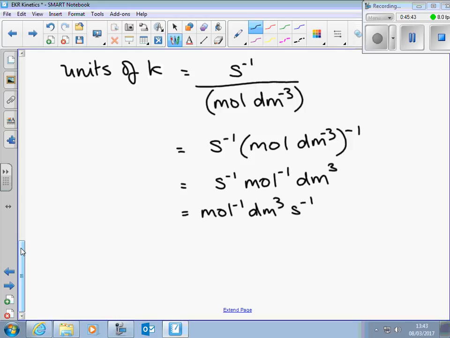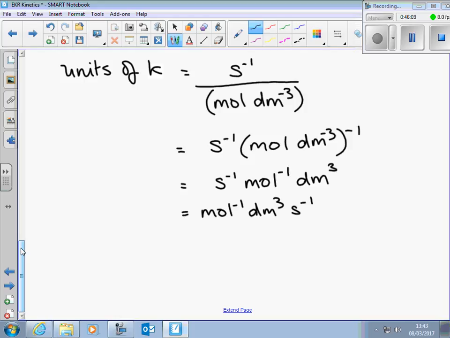You could rearrange that. I've just kept them in the same order as we've got in rate because I feel that's the best way to do it. But you could rearrange them so they almost made sense. You could say it was decimeter cubed per second per mole, but that doesn't really work because the decimeters cubed aren't changing. So I would rather leave it in the same sequence as you've got in the rate.